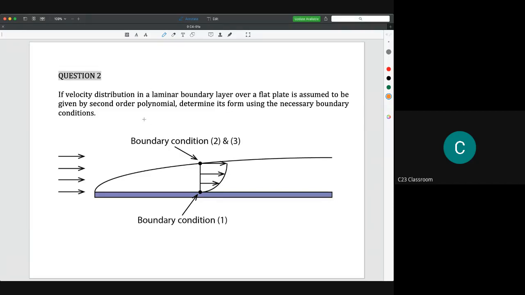For example, we have a boundary layer like this one. So we have the boundary layer here, and this is the velocity distribution. And then let's say we assume that this velocity distribution is a second order polynomial, meaning by the power of 2. And then we need to determine what kind of equation comes out or can be found in this situation.